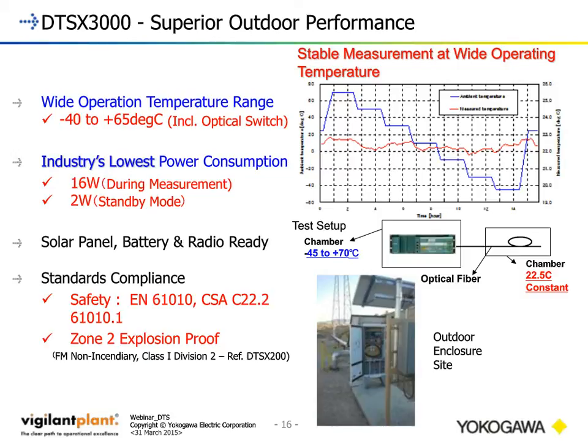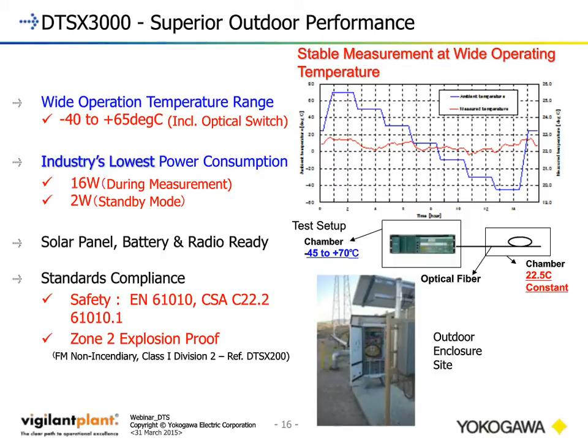I'll just mention, designed for a minus 40 to plus 65 operating environment, and that includes the optical switches, the optical multiplexers. In this graph in the upper right, essentially you'd see a red line that's fairly horizontal in the middle. That's the ambient temperature, 22.5 degrees C, that the DTS is measuring.